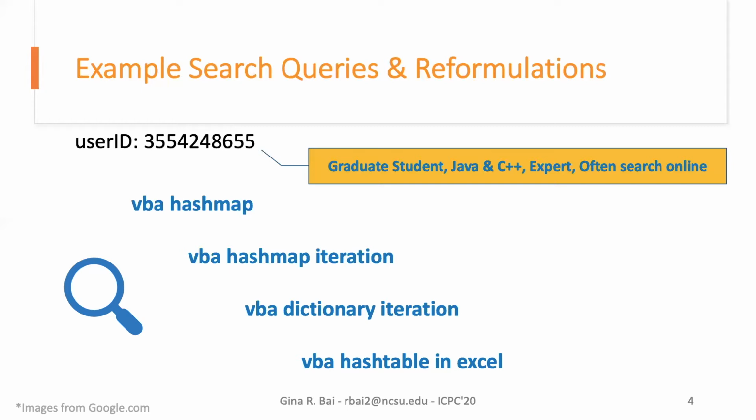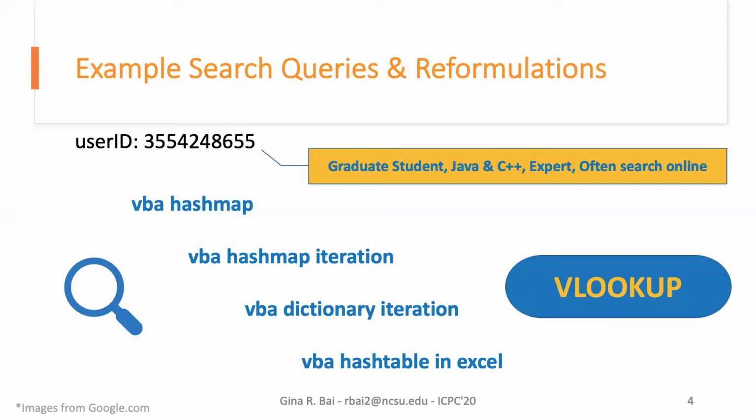These terminologies were actually used in the search queries by a participant in this study. This participant considers their programming skills as expert in Java and C++, and often search online when solving programming problems. We can see this participant borrowed several terminologies from Java when composing and editing queries. But in fact, the function is called VLOOKUP in VBA.